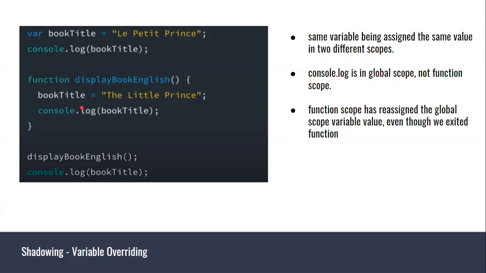So function scope has reassigned the global scope variable even though we exited out of the function, because we didn't protect this with a var keyword. If we had put a var keyword in front of it, it would know that this would be local inside of that block. That's called variable overwriting or shadowing.